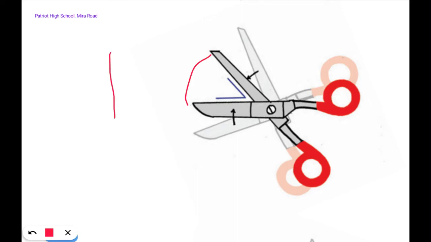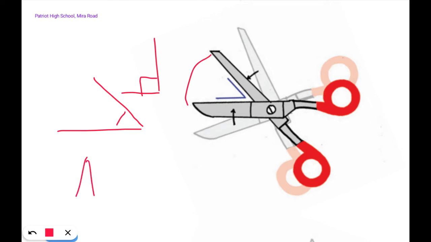Earlier the tips were like this. They were forming a right angle. Now since we have brought this here, what has happened? It has become smaller than the right angle. This angle is smaller than this angle. This angle which is smaller than the right angle is known as an acute angle.